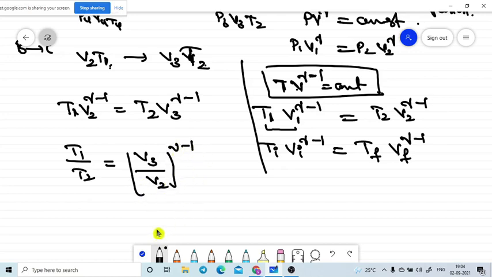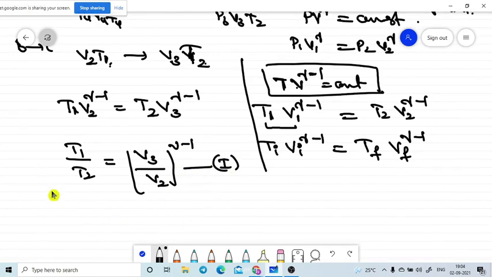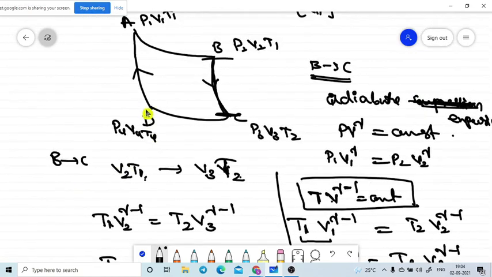Let me call this equation number 1. In a similar manner, check the other adiabatic process, where we are moving from D to A.